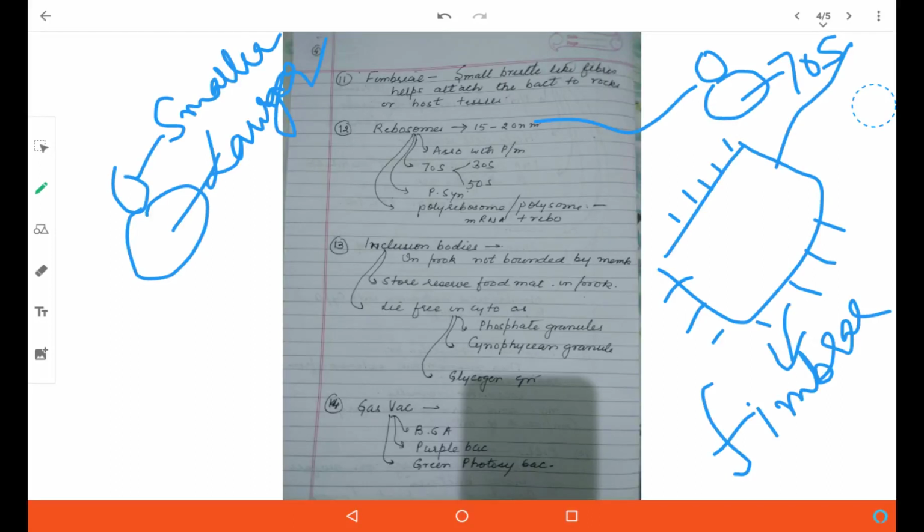And ribosomes, as all of you know, are related to protein synthesis. When these ribosomes attach to mRNA, they form a structure called polyribosomes or polysome. That means polysomes are mRNA associated with ribosomes.